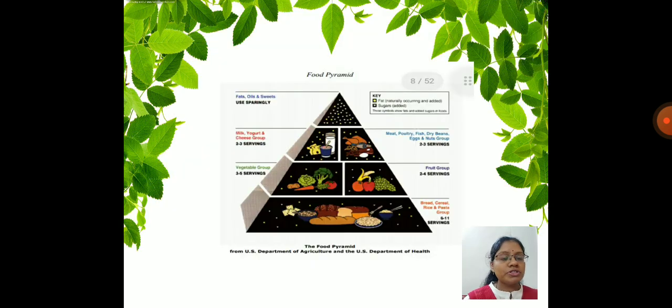What is this picture? Yes, this is a food pyramid. In this pyramid, what do you all see? So, different types of foods. What are all the different types of foods you know, students? Carbohydrates, proteins and fats. Very good.